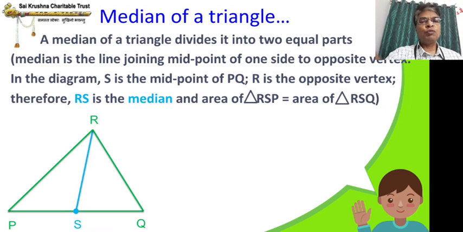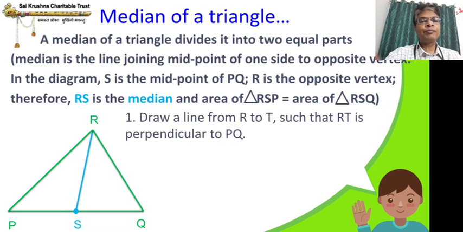So we are going to see the proof for that. The proof is again very simple. Once I write, you will be able to understand. Draw a line from R to T such that RT is perpendicular to PQ.